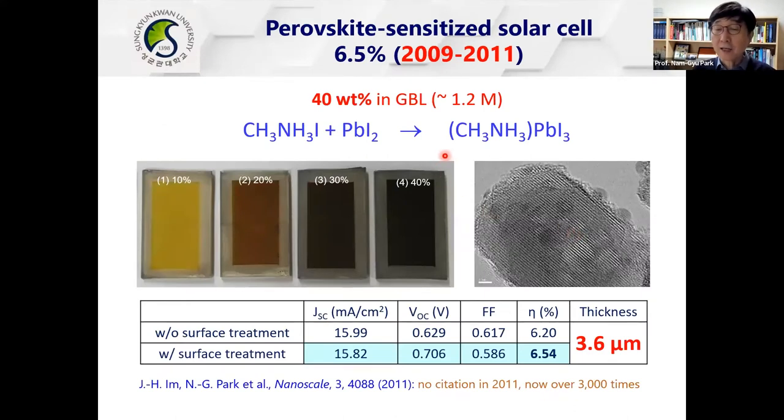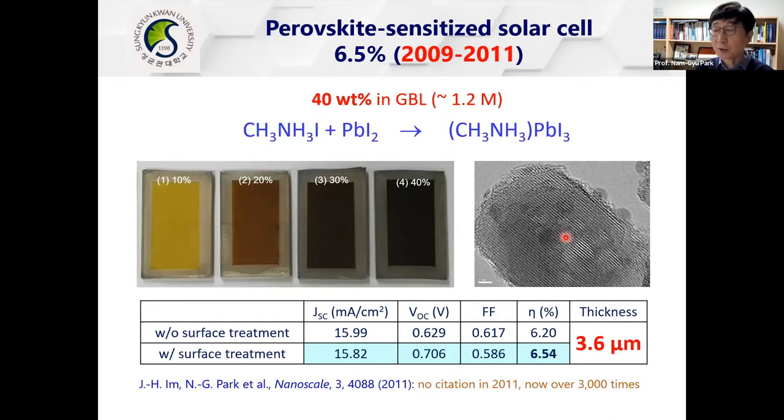However, based upon the dye-sensitized solar cell experience, I also developed the perovskite-sensitized solar cell, which was first reported by Professor Tsutomu Miyasaka in 2009 with an efficiency of about 3.8%. Two years later, we got 6.5% efficiency by adjusting the precursor solution concentration in gamma-butyrolactone solvent. And we found that about 1.2 molar solution produces highly reproducible perovskite.